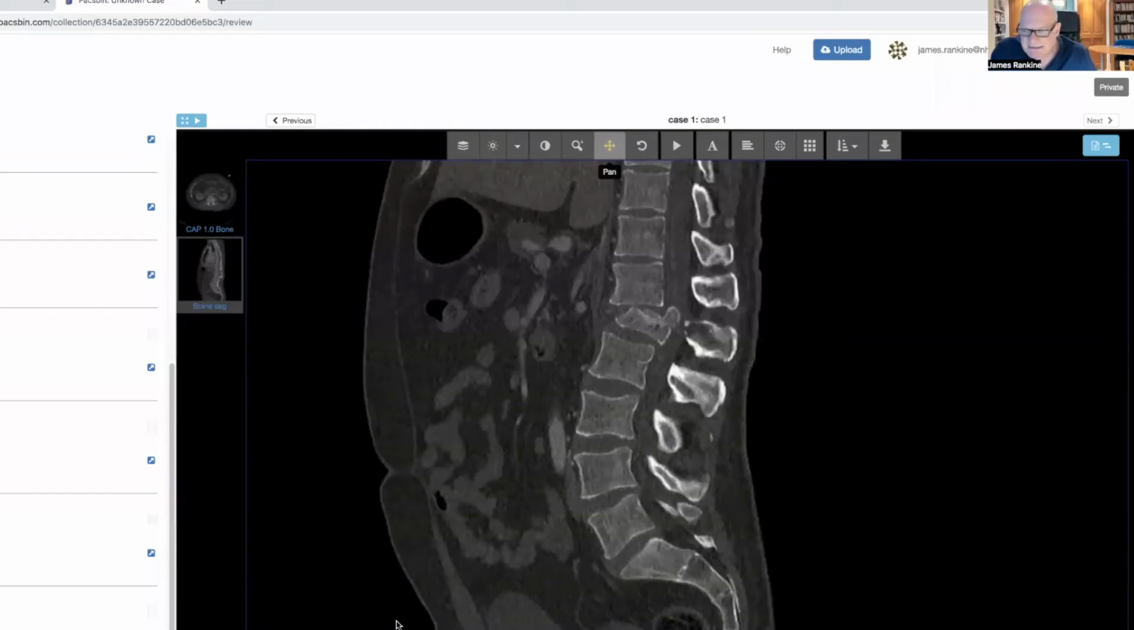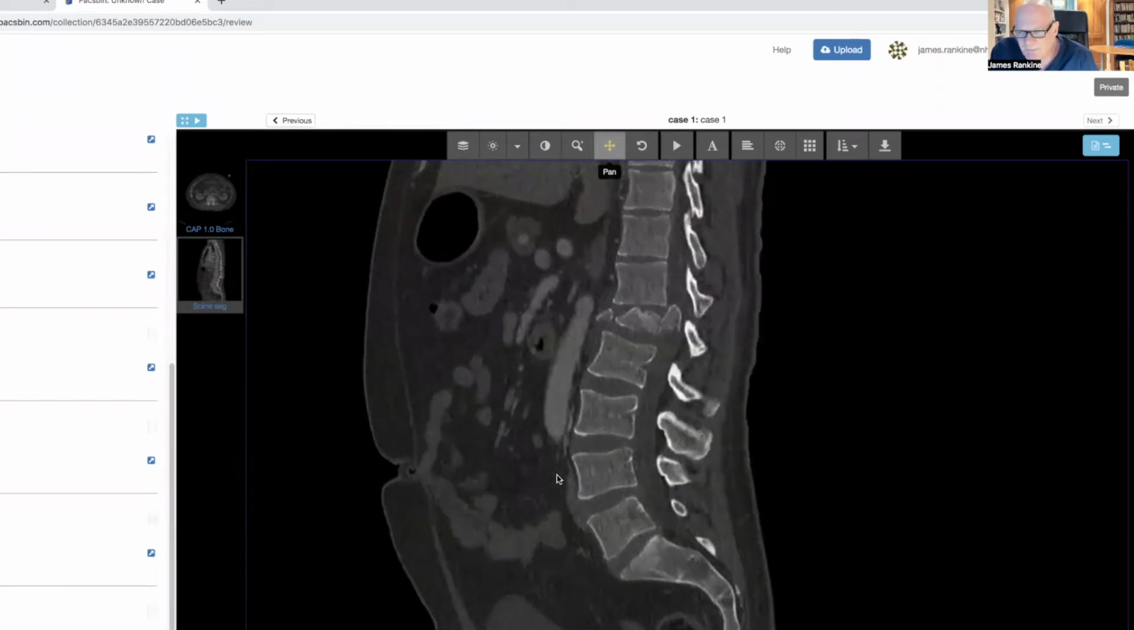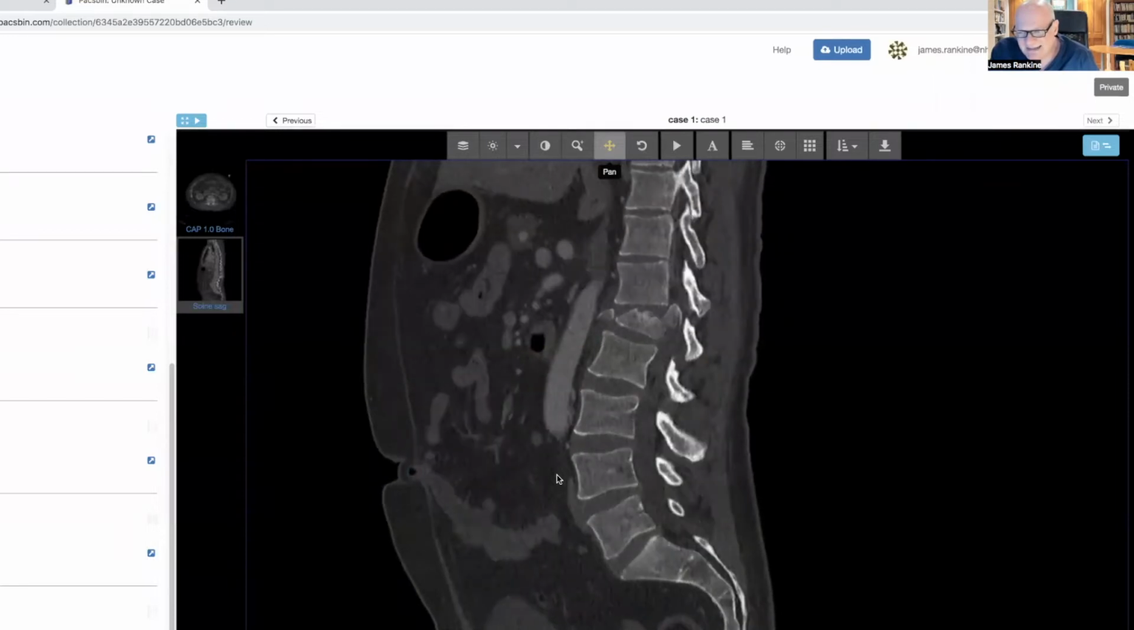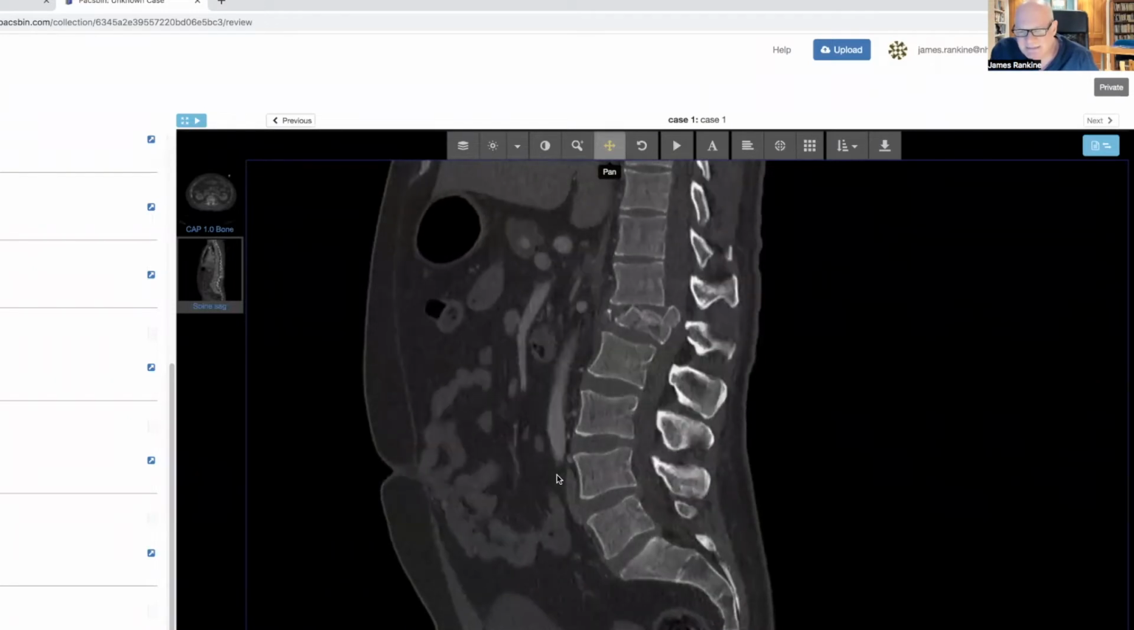So let's kick off with the first case. And no prizes, of course, for identifying where the fracture here is. But I just want you to look at this and think about what mechanism of injury has sustained this fracture. And what would you call this fracture? Do you have a name that you'd apply to this type of fracture?